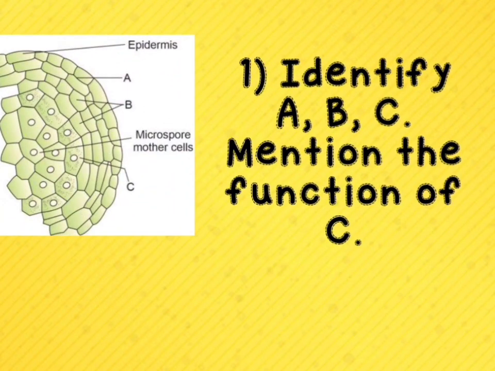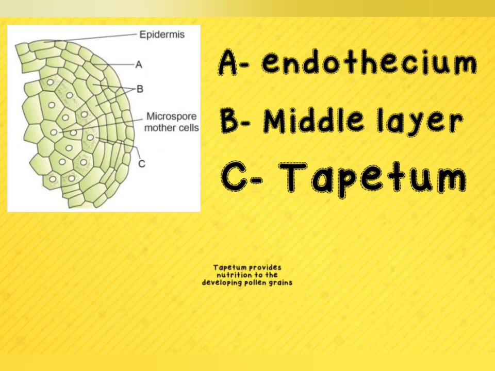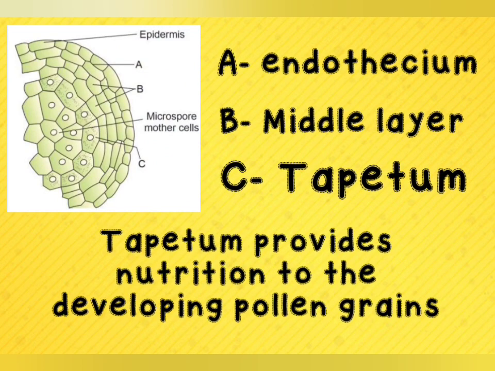This is the diagram of TS of anther. Here we have to identify A, B, C and we have to mention the function of C. So here the part A is endothecium, B is middle layer and C is tapetum. You need to mention that tapetum provides nutrition to the developing pollen grains. So this was the second part of the question, which was what is the function of C, that is what is the function of tapetum.